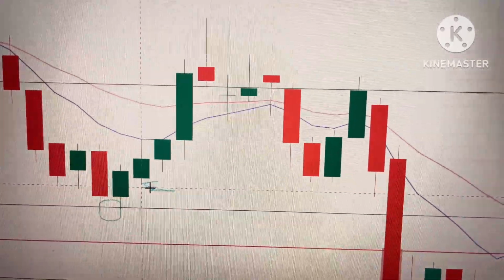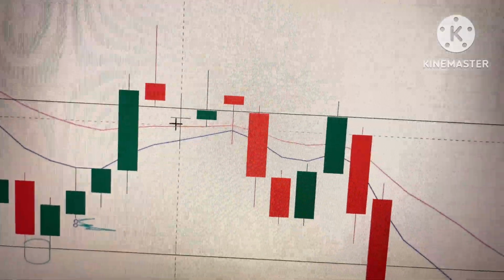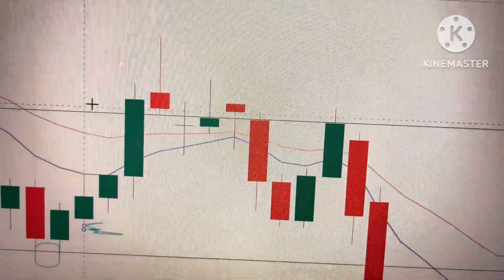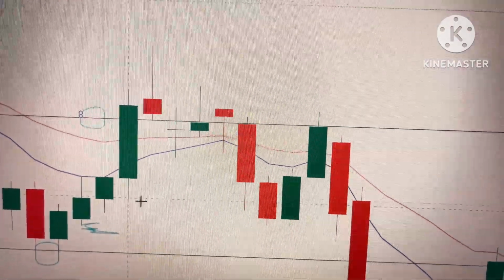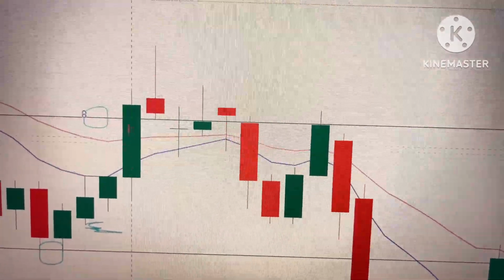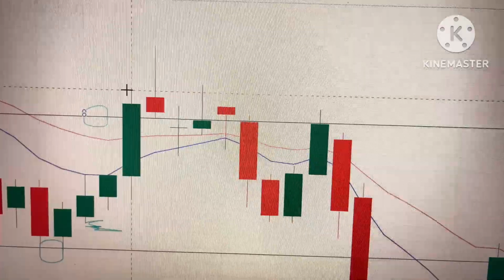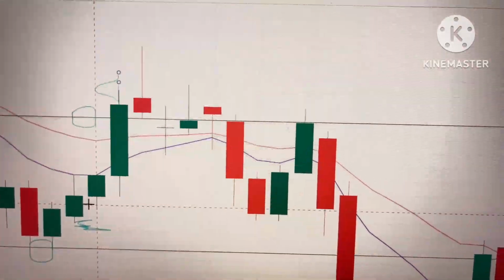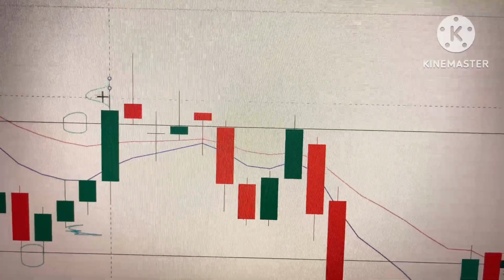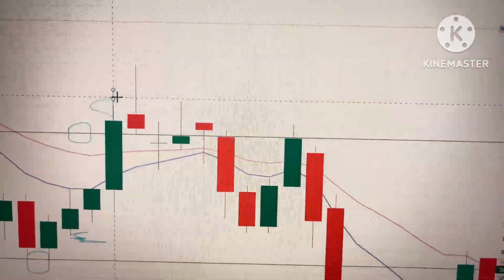Our entry we will make, and what should be our target? Our target should be this black line. If the market rapidly gives you points and breaks this level, now this will be your bonus point. Now you can exit the trade or you can trail the trade.